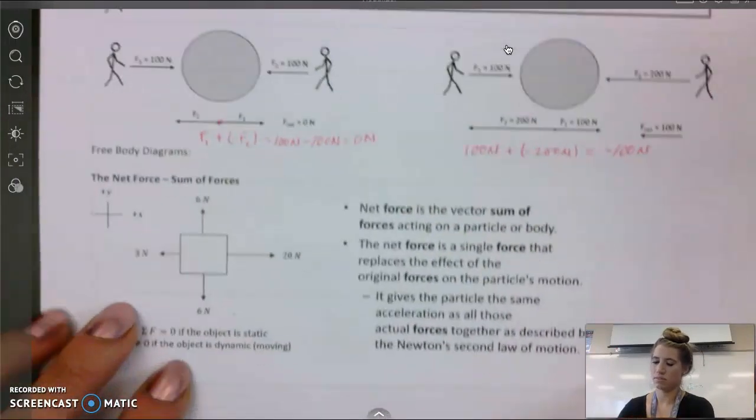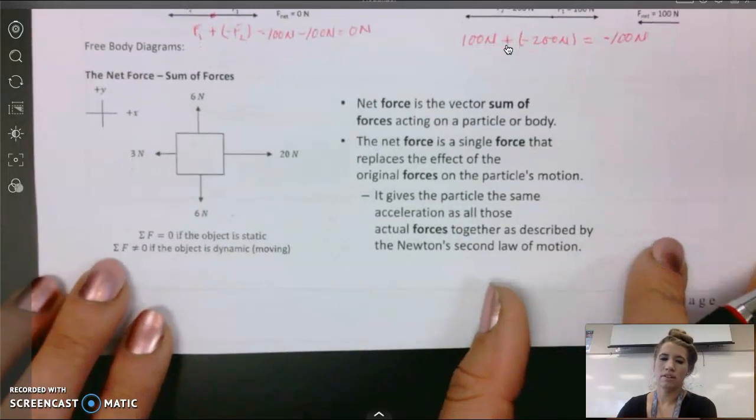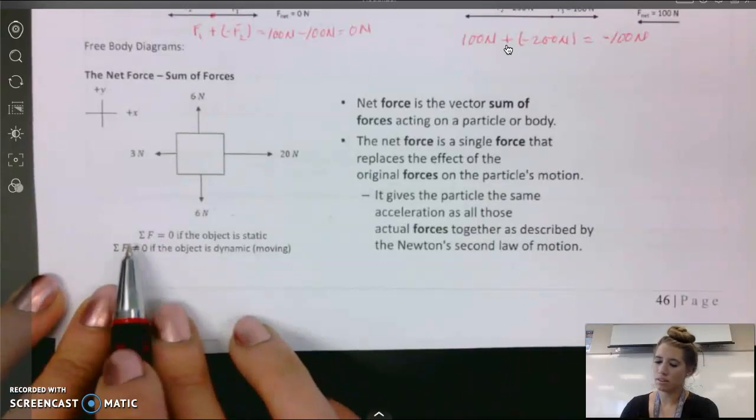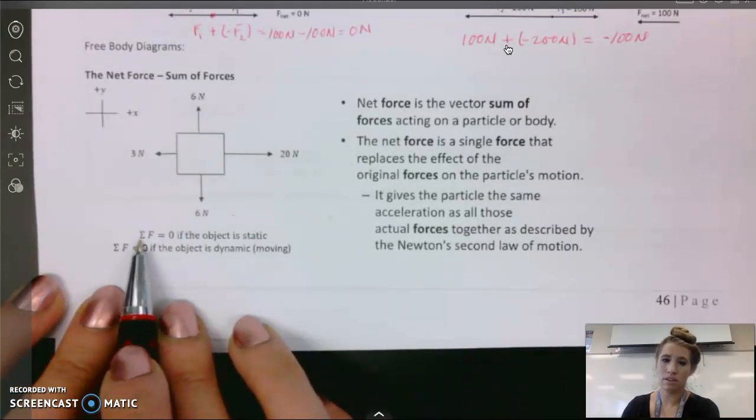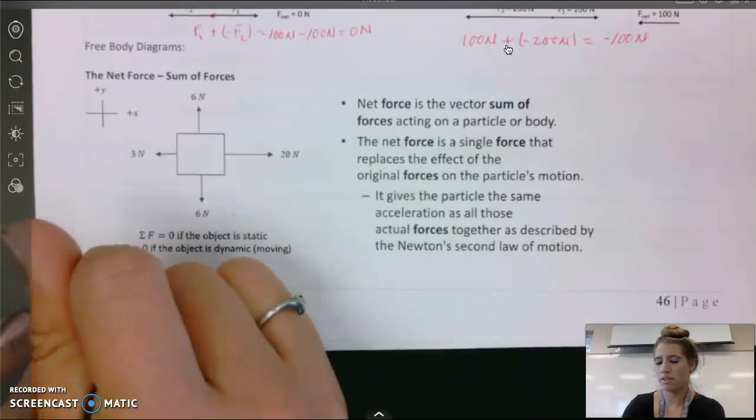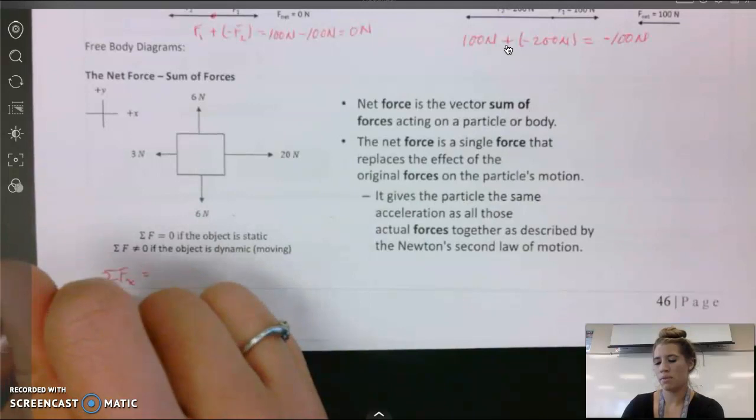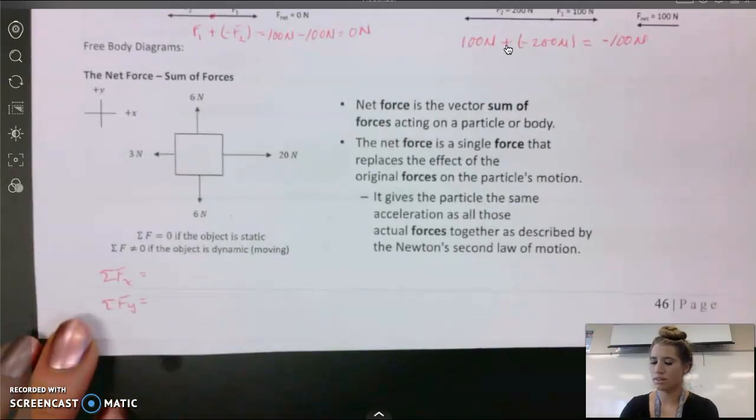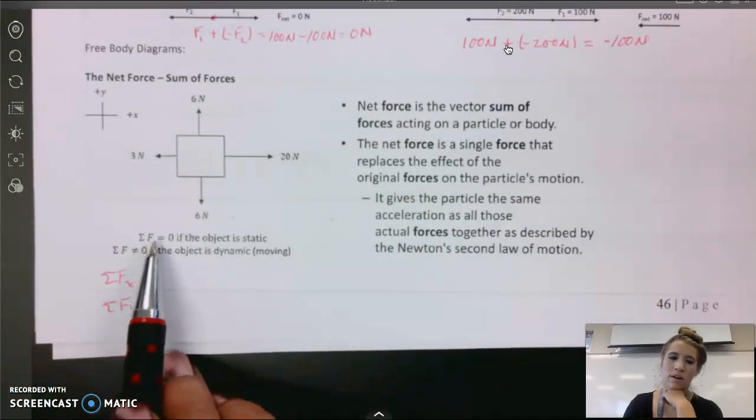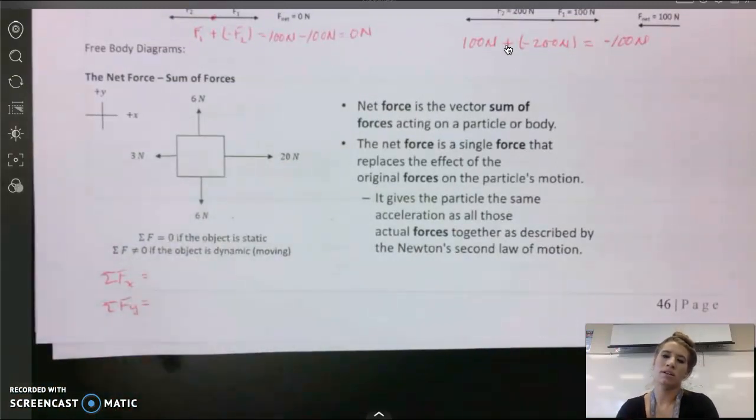So what I'm doing there is I'm figuring out the sum of my forces. Okay, so that's what this symbol means. It means sum. And so I like to figure out the sum of my forces in the x direction and then the sum of my forces in the y direction. Now, if your sum of your forces in both the x and the y equals 0, then the object is static, which means that it's either stationary, moving with a constant velocity of 0, or it's moving at some constant velocity.